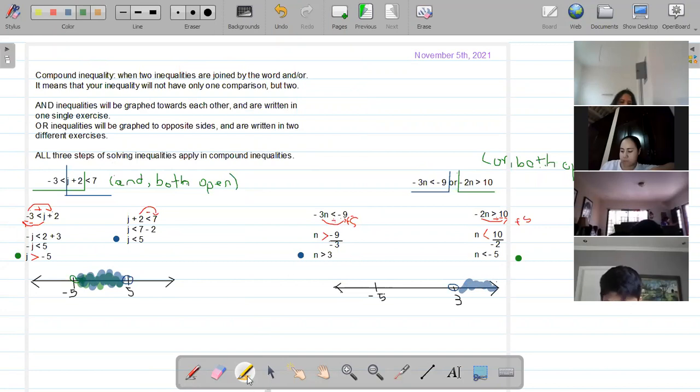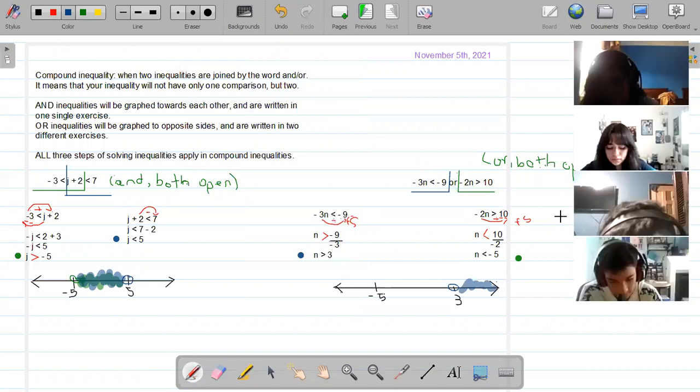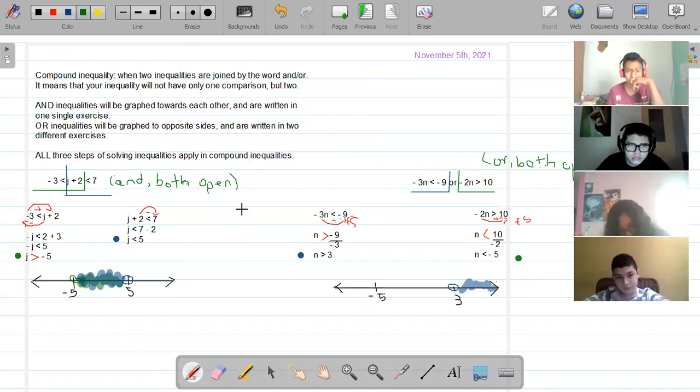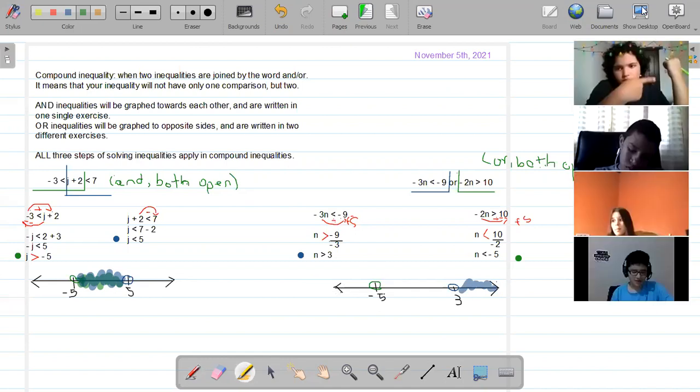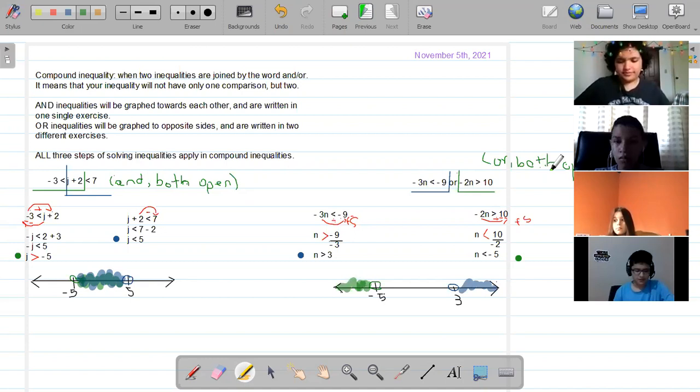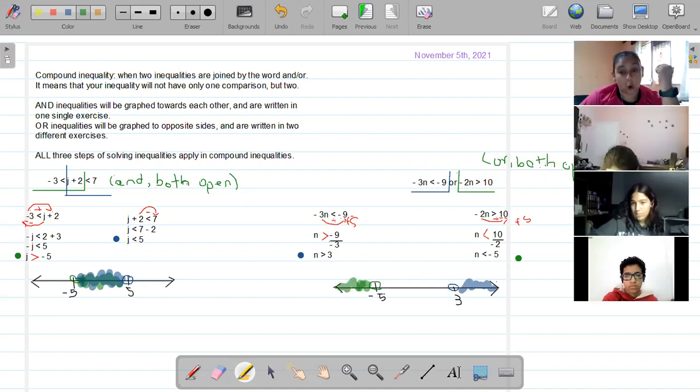Now the other one is n is less than negative 5. It is also open, so I'm going to graph it open in green. And should I shade to the right or to the left? To the left, right? So you see how it actually was true that you are going to graph in opposite sides when it is an or. With an and, you graph in between. And with the or, you graph in opposite sides. So that is how we're going to be graphing our compound inequalities.